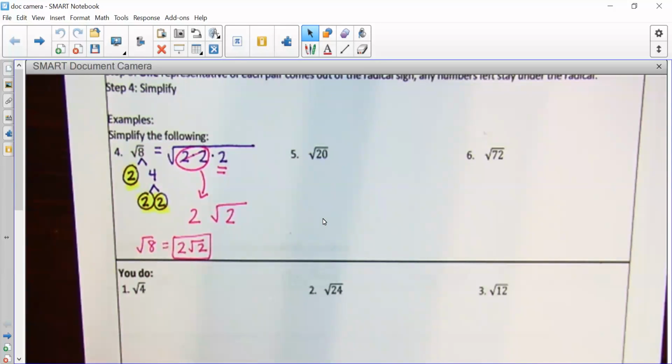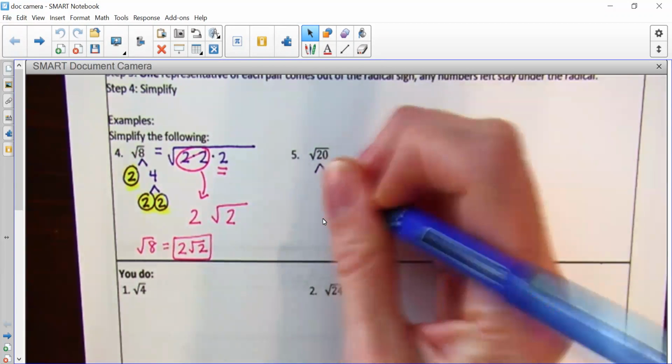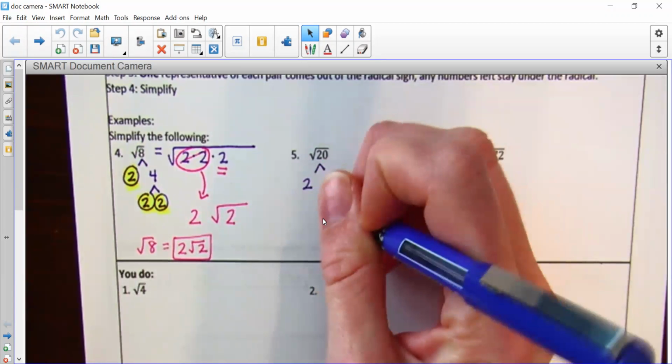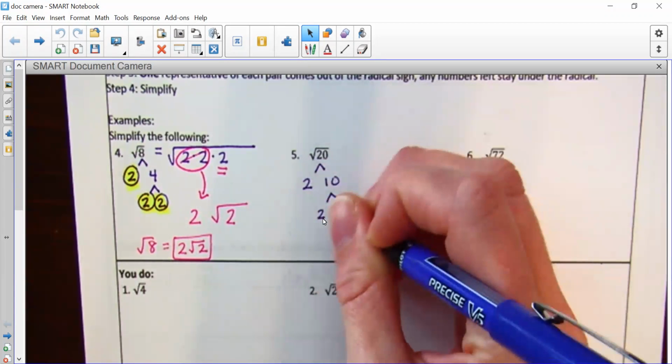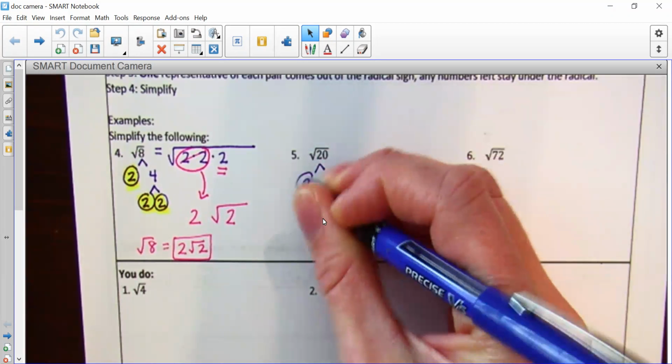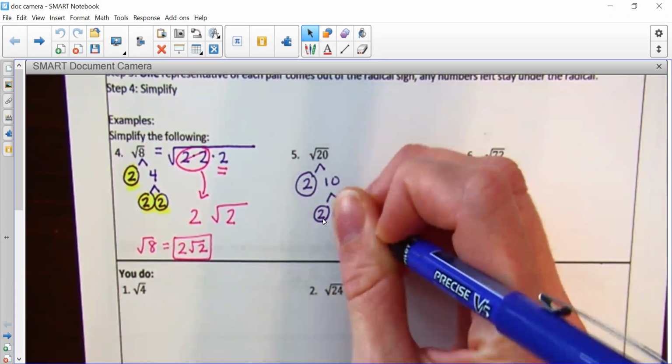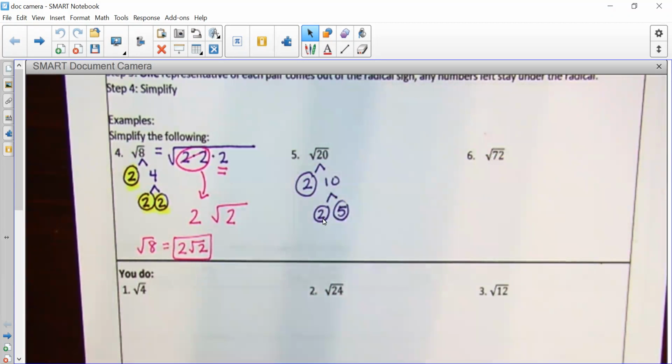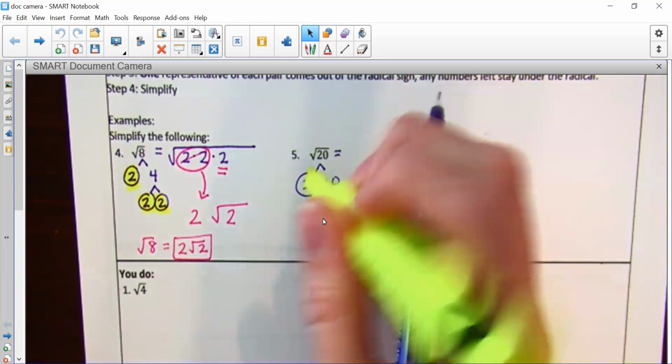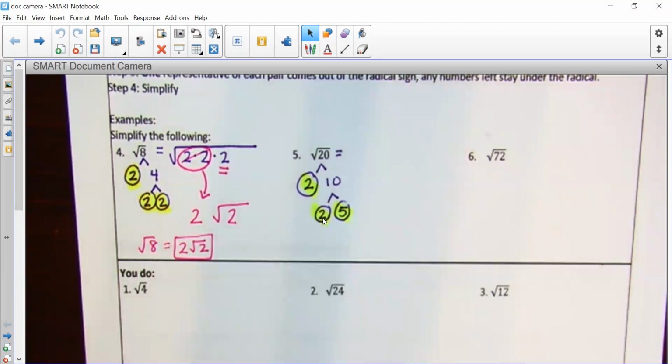So let's try some more examples. I'm just going to factor 20. That's 2 times 10, and then 10 is 2 times 5, and I'm going to circle any number in my factor tree that is prime. Now I'm going to gather those up and put them underneath the radical, so I'm basically rewriting 20 as 2 times 2 times 5.